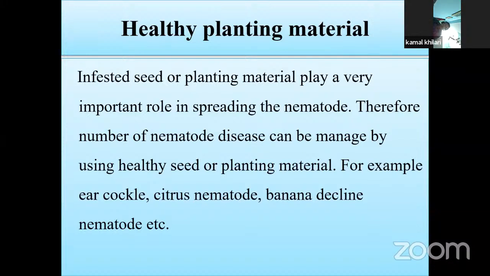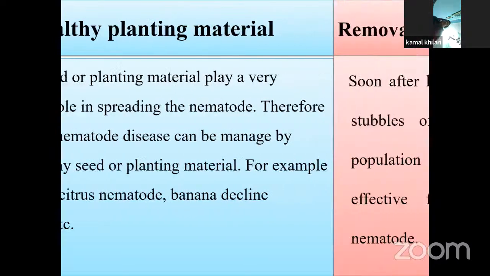Nowadays, throughout the country, the nematode is becoming a very serious problem in the guava orchard, particularly in early planted guava. This root knot nematode of guava is being dispersed from one area to another with the help of guava planting material. So healthy planting material is very important for management of the nematode problem.